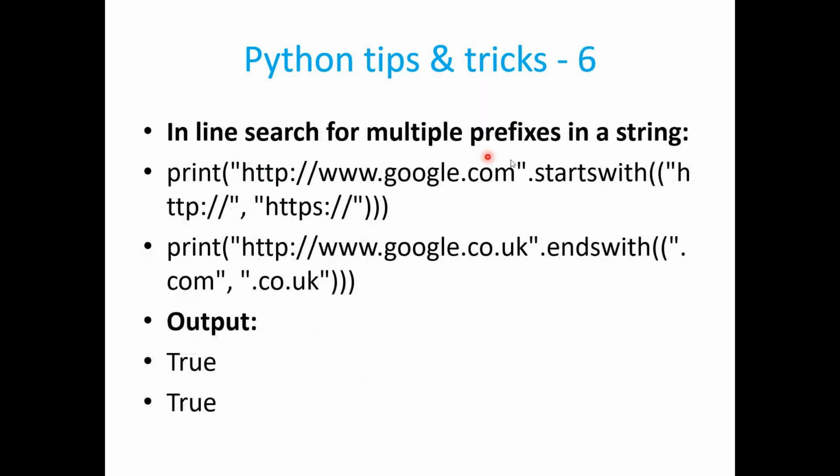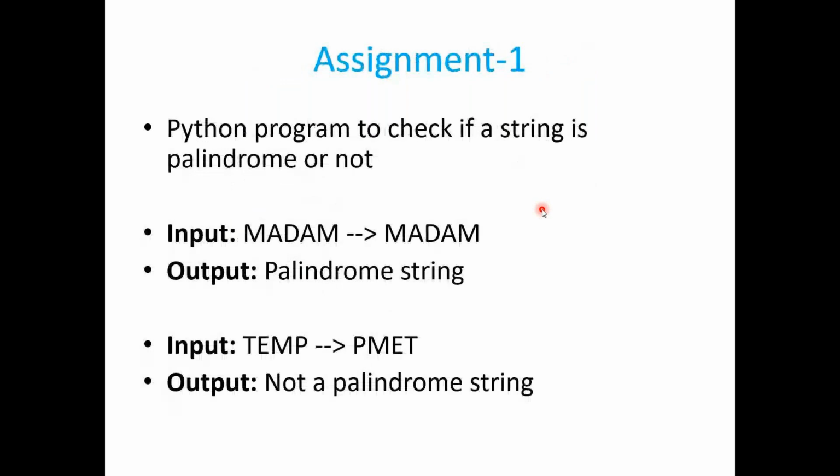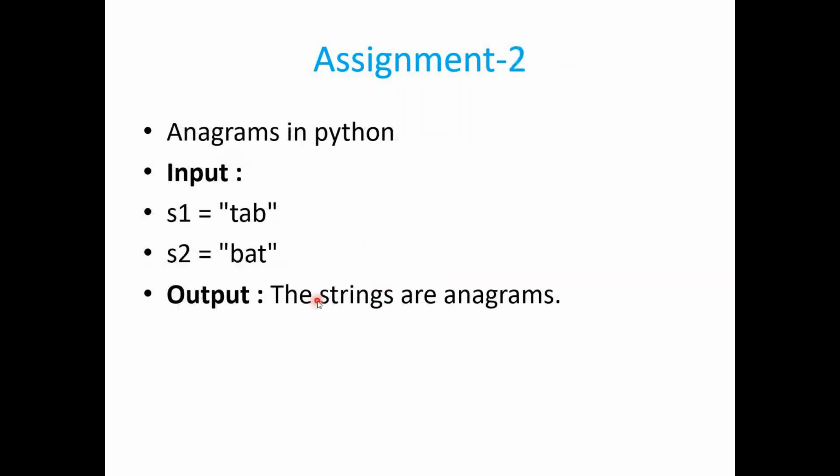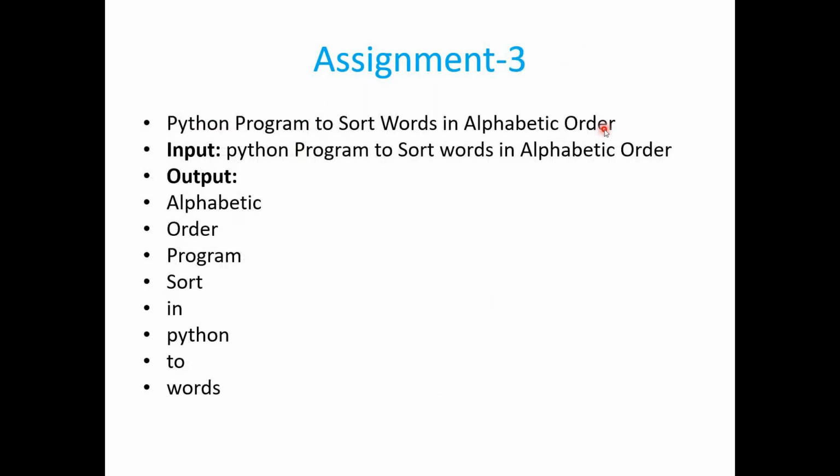And then you can also use startswith or endswith to figure out whether a given string is starting or ending with a particular character or not. So this is a very simple program. Try, if you can, finding out whether a string is a palindrome or not. If you reverse madam, you're going to get the same again. If you reverse temp, you will not get the same. Hence, temp is not a palindrome, whereas madam is a palindrome. Again, as I told you, S1 is tab, S2 is bat, both are anagrams. This example we have already seen, as well as sorting the words in alphabetical order.